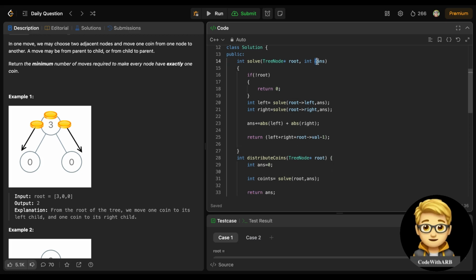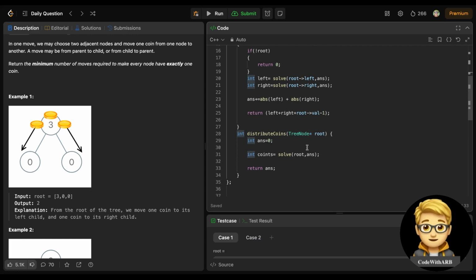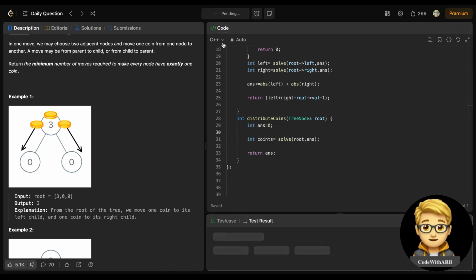And why have we taken it by reference? Because it will update my total number of moves again and again. That's why I have passed it by reference, right? So this is how we will solve it. Let's run this. I hope so.